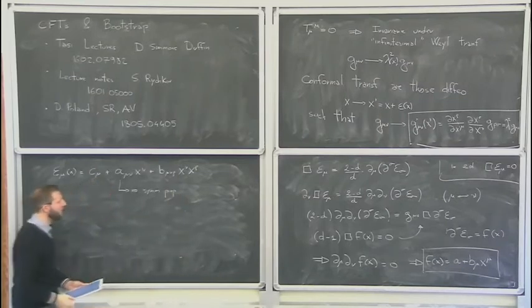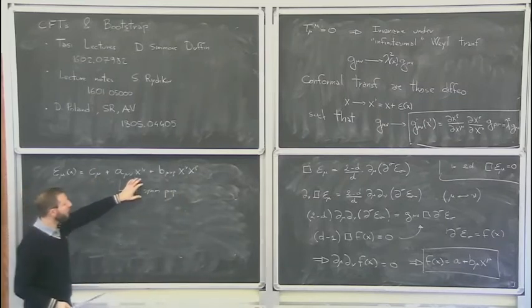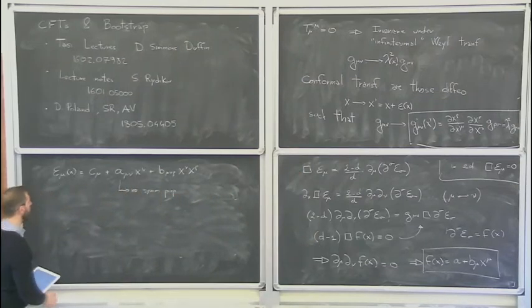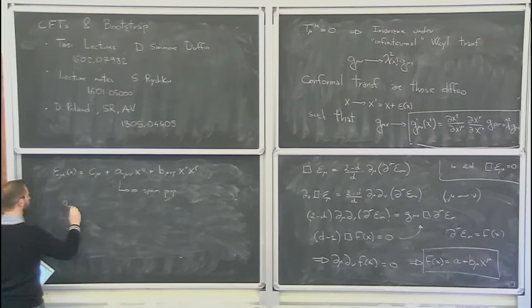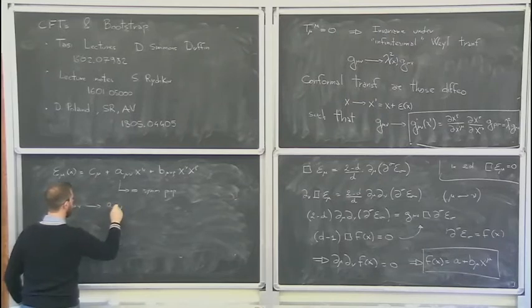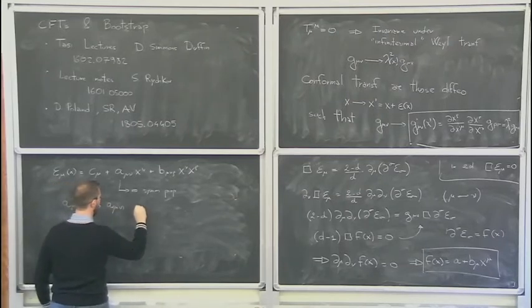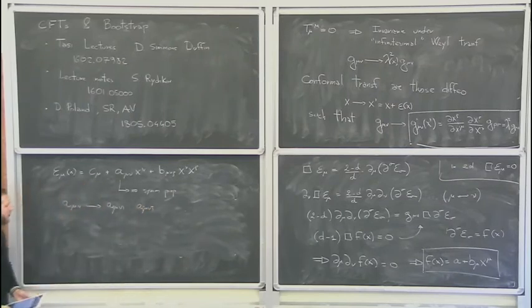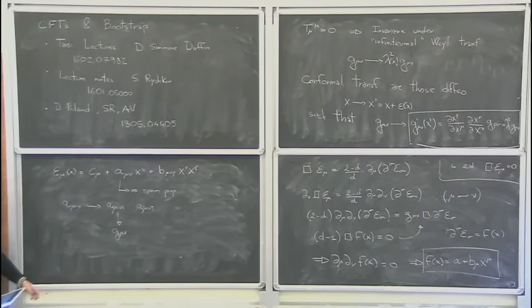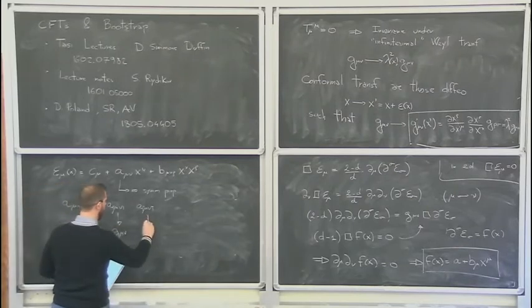Okay. So now, what you can do, you can plug this back in our equations, and you can show that, for instance, a mu nu can split into a symmetric part and an antisymmetric part. And you can show that the symmetric part has to be proportional to g mu nu itself. While the antisymmetric part is totally unconstrained.